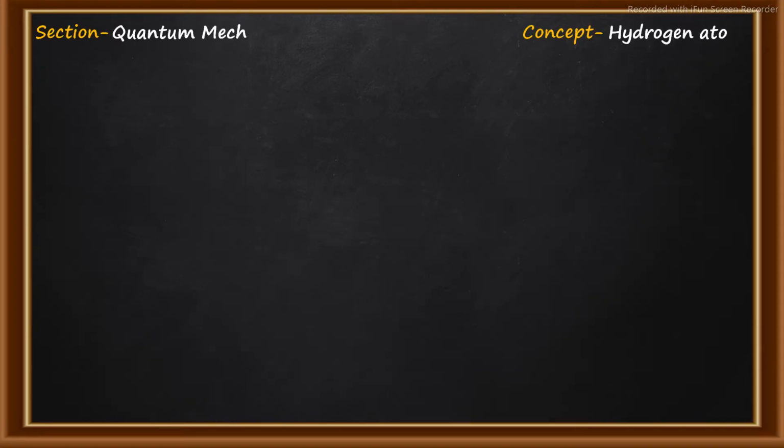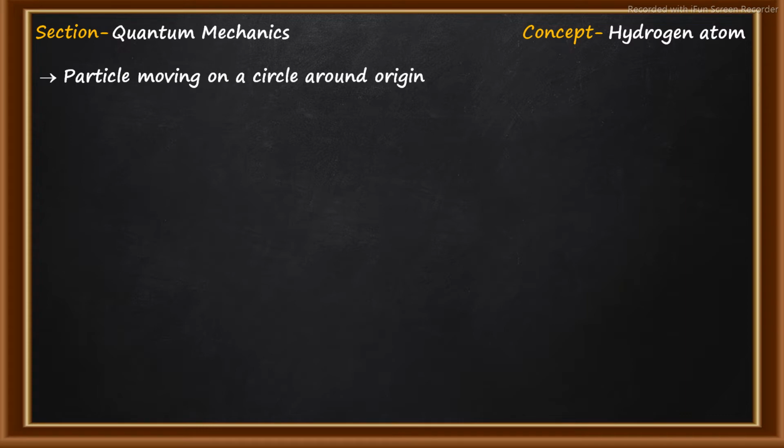So let's get started. This question comes from the section quantum mechanics, and the concept involved here is the hydrogen atom. Why did I say hydrogen atom? Because nothing is mentioned about it; the question is only about a particle of certain mass. There are three reasons. First, the question mentions a particle moving in a circle around the origin, which is very similar to the hydrogen atom, where the electron moves around the nucleus.